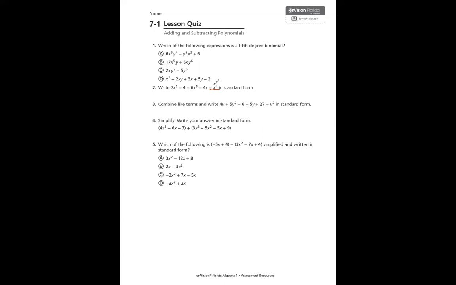So since there's a negative in front of the x to the 4th, we're going to move that whole thing. So the first term is going to be negative x to the 4th. Then I'm going to look for my next highest term, which looks like the 3rd. So that would be a positive 6x cubed.